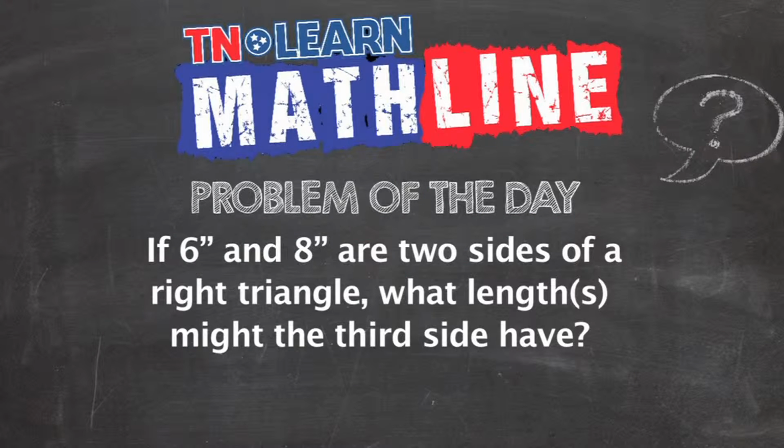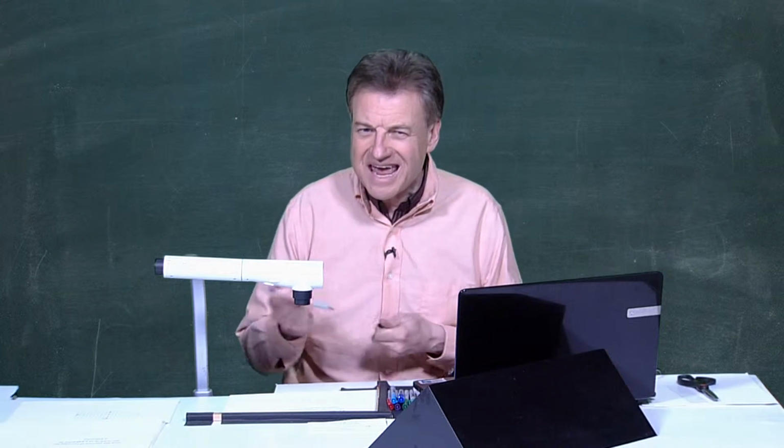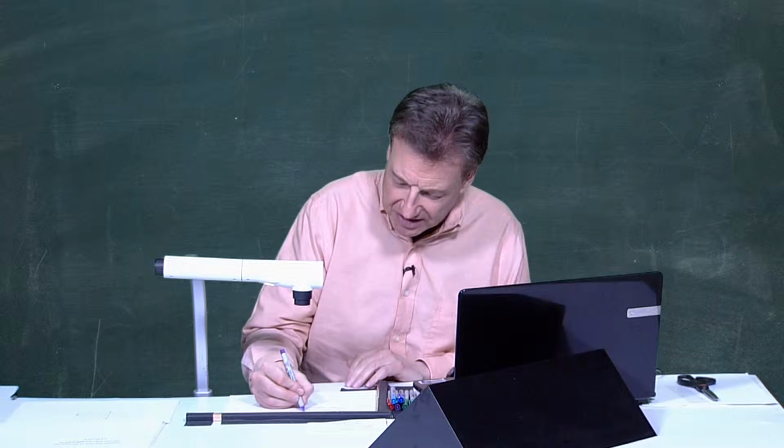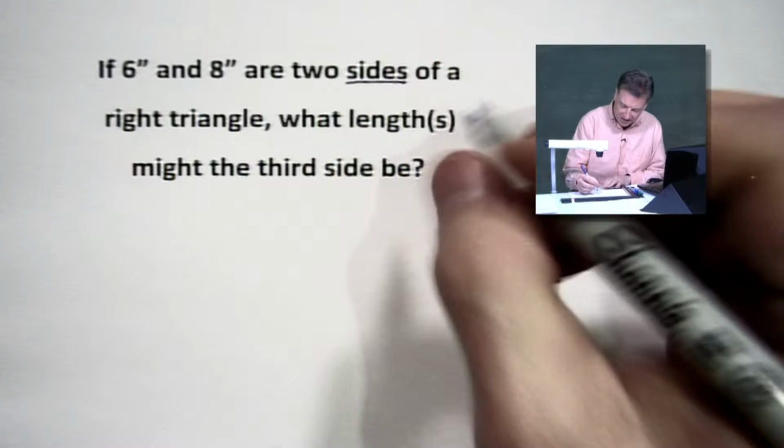If 6 inches and 8 inches are two sides of a right triangle, what lengths might the third side have? All right. Now, I want you to notice, if you look at the problem here, as we've got it, 6 inches and 8 inches are two... didn't say legs, did it? It said two sides. It's a little open-ended, and notice a little hint there.